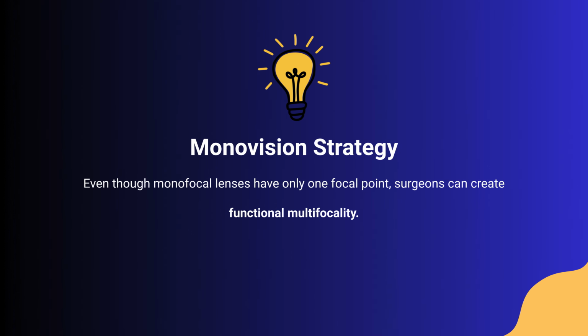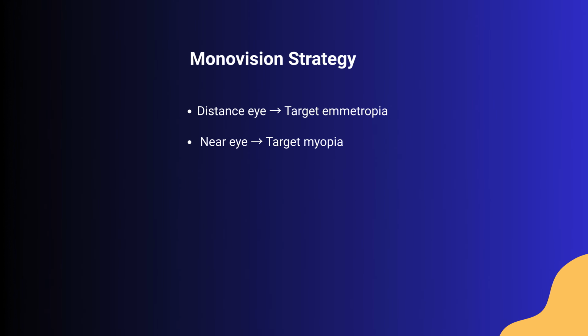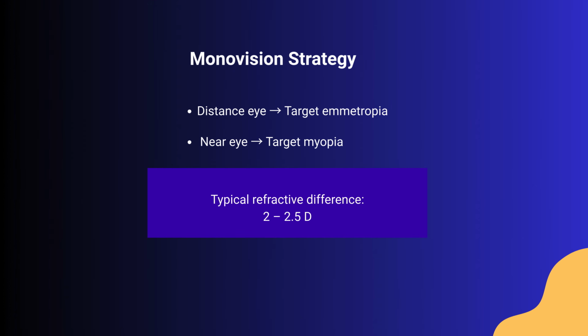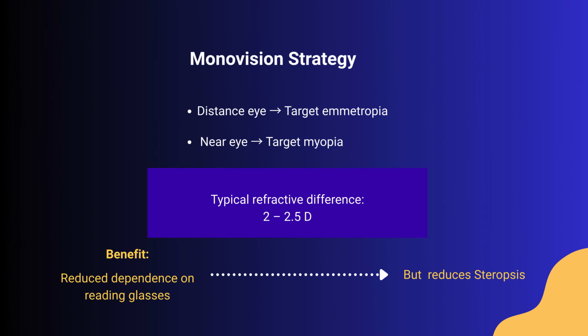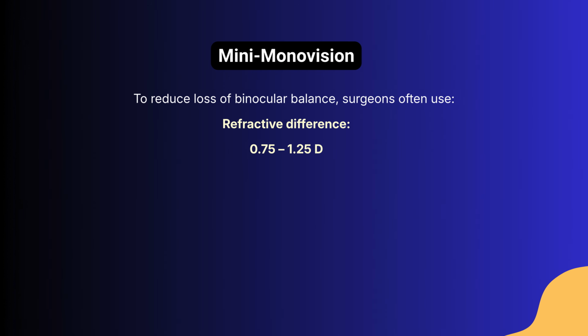Now, even though the monofocal lenses create only a single focal point, surgeons sometimes create functional multifocality using monovision strategies. Now, in monovision, one eye is targeted for distance vision, while the other is targeted for the near vision. Typically, the refractive difference between two eyes is about 2 to 2.5 diopters. Monovision can significantly reduce dependence on reading glasses, although it may slightly reduce stereopsis as well.